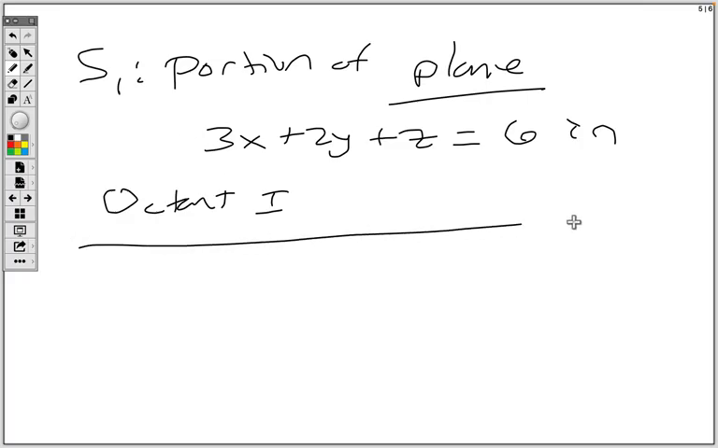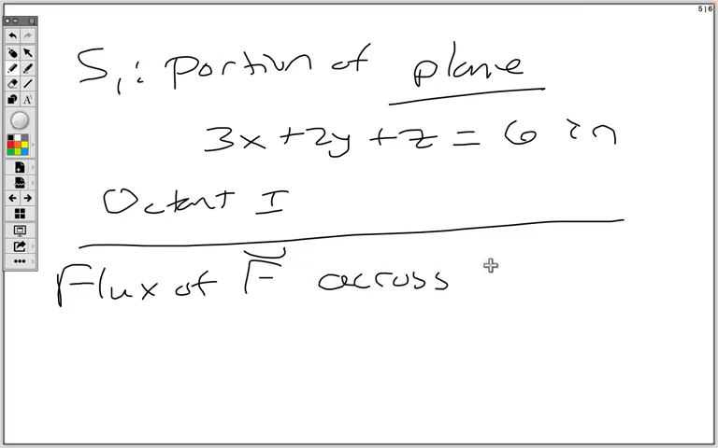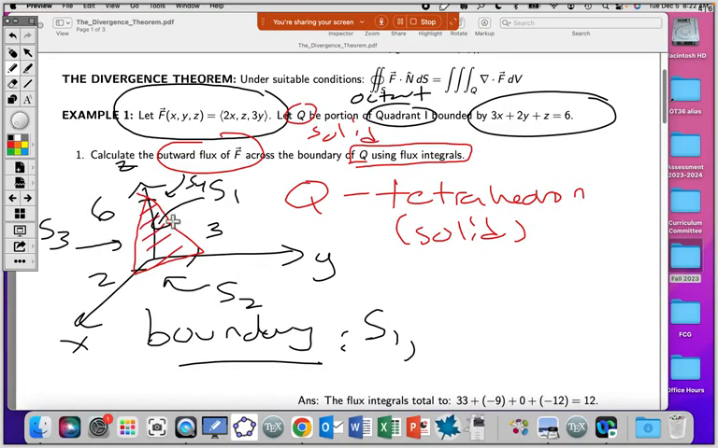Okay, so that's S1. So I need the flux of F across S1. Now, the flux we want is outward from the solid Q. So if I'm looking at the outward flux of this field, I kind of have 2 options. Option A is that way.